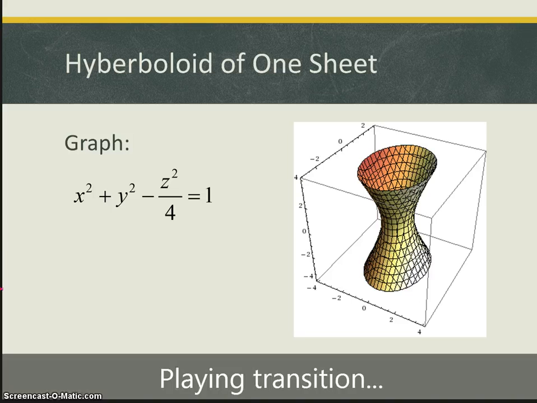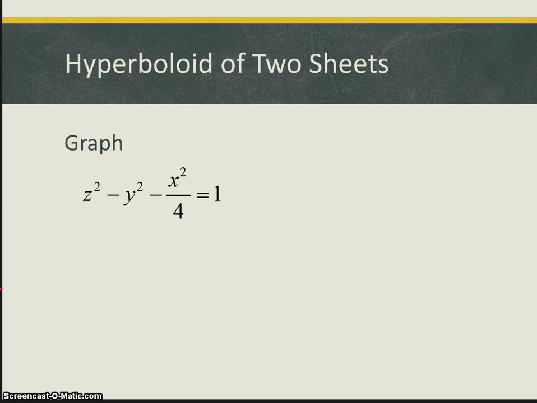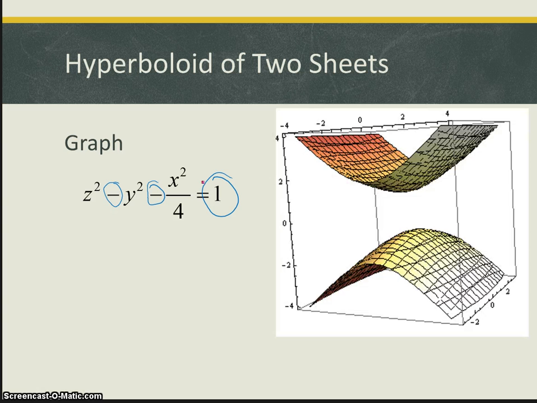Moving on to recognizing a hyperboloid of two sheets. Again, I have a z squared term, a y squared term, and an x squared term all on the same side of the equation. Two of those terms happen to be negative, and my right-hand side is equal to 1. That satisfies the criteria or the form of a hyperboloid of two sheets. And so it would look like this.